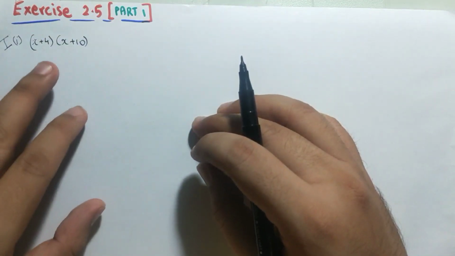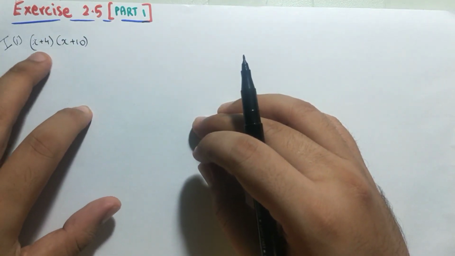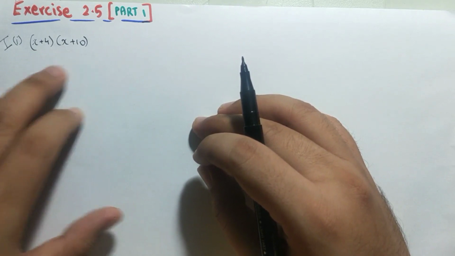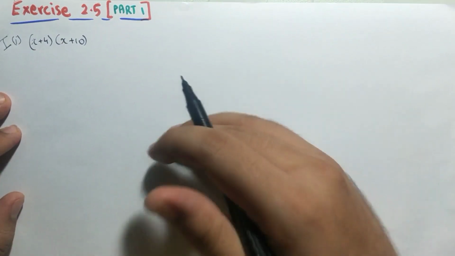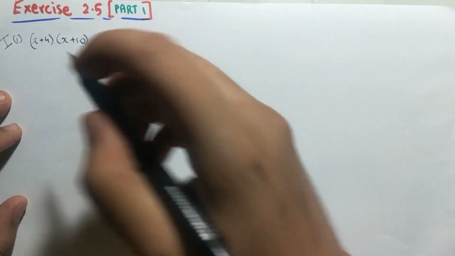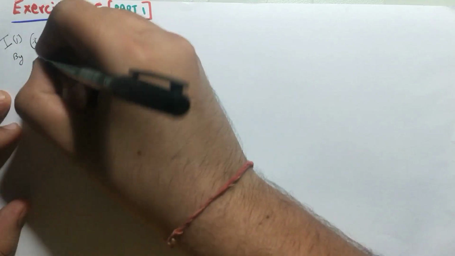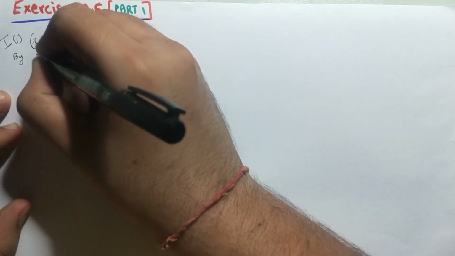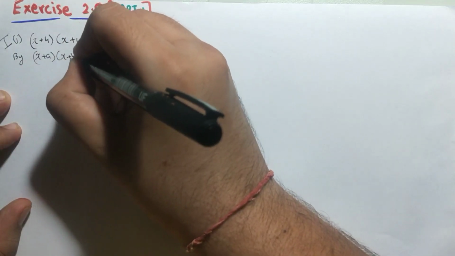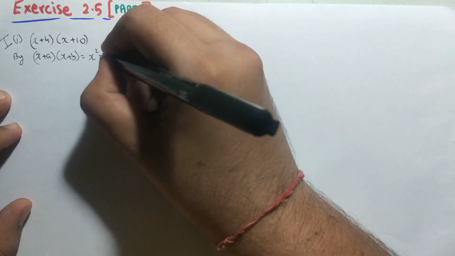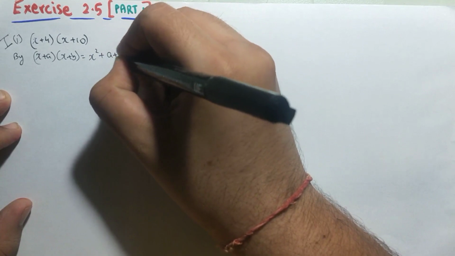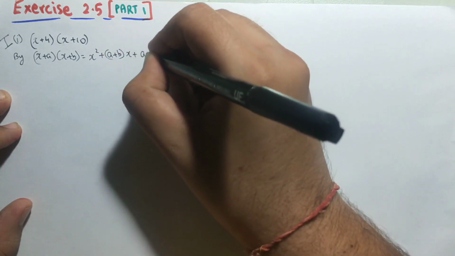As you can see, this identity is in the form of x plus a into x plus b. That is a fourth identity we have learnt. Every time when you use an identity, specify which identity you are using. So x plus a multiplied by x plus b is equal to, what is this identity? x square plus (a plus b) x plus ab.